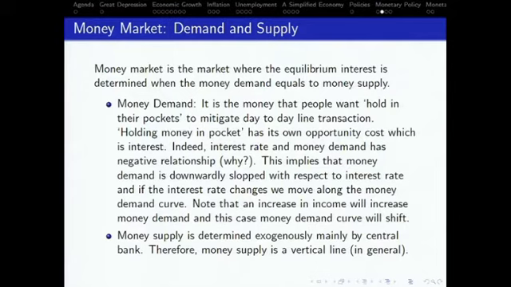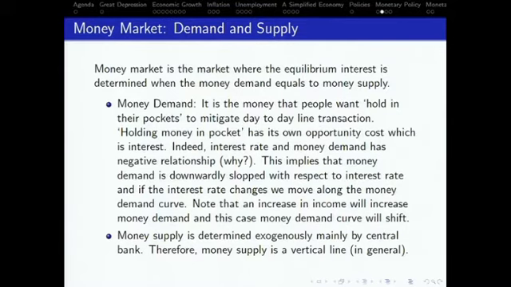It is the negative relationship. If the interest rate goes up, I'm going to hold less and less money, right? If the interest rate goes down, then I'm going to hold more and more money in my pocket. Why? Because I'm losing less money. Am I right? Think about this way.